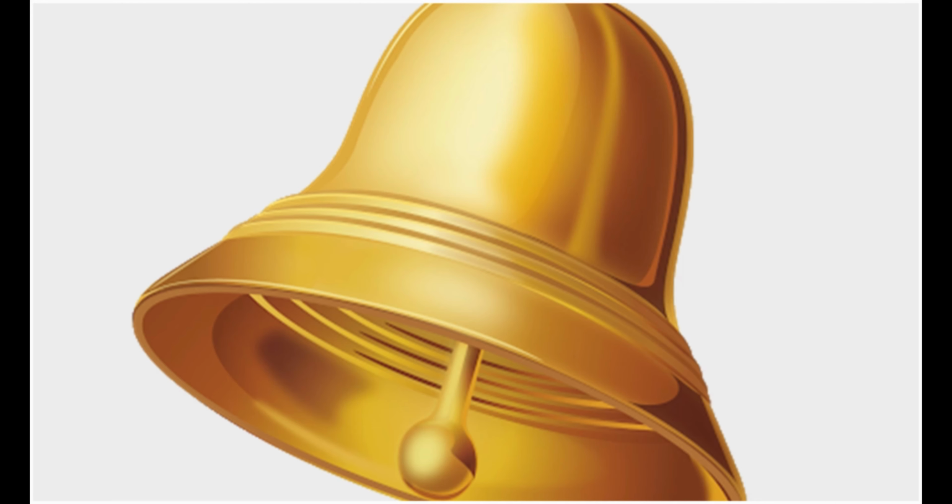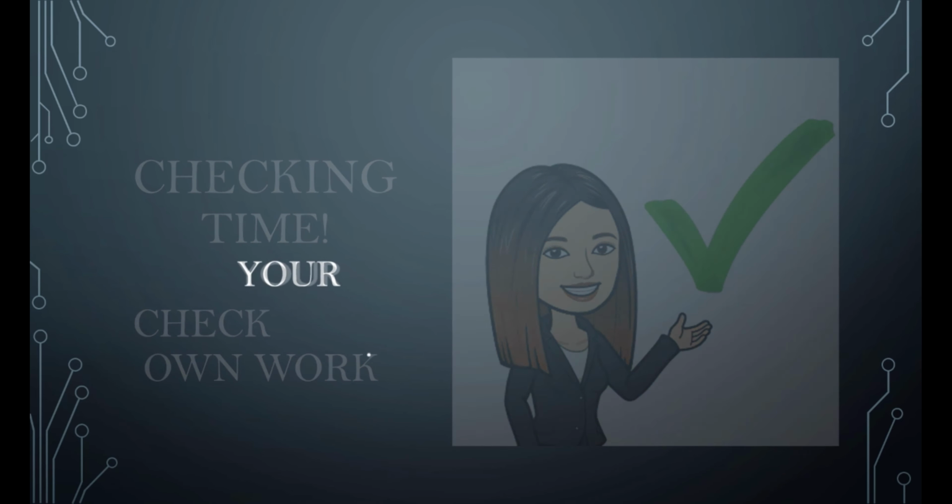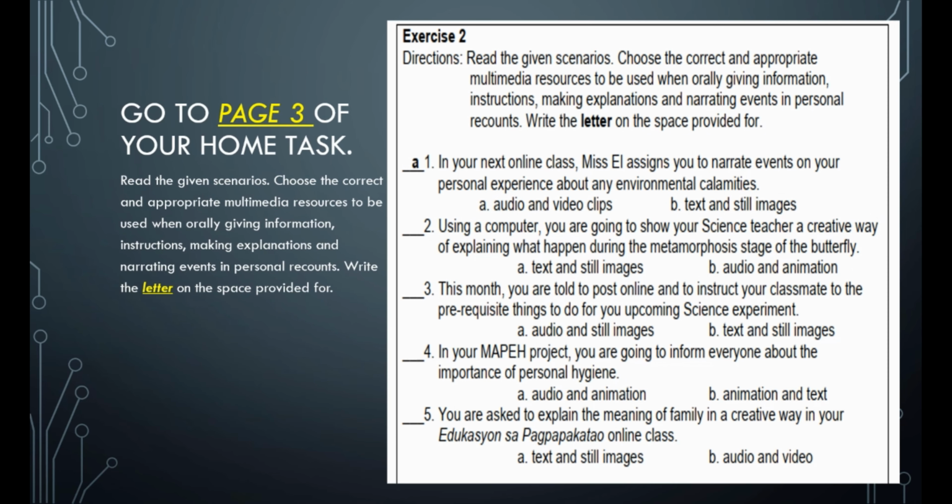It's checking time. Let's see how well you did. Let's go back to exercise 2 on page 3 of your home task. The instruction is to choose the correct and appropriate multimedia resources to be used when orally giving information, instructions, and making explanation and narrating events in a personal recount. Write the letter on the space provided for. We've already answered number 1, so let's proceed to number 2.